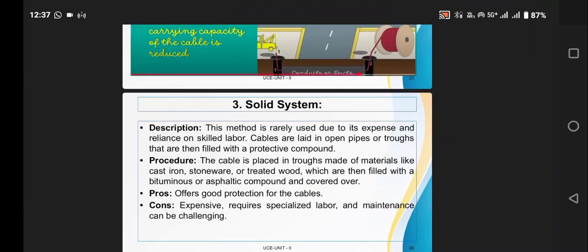The third system is the solid system. This method is rarely used due to its expense and reliance on skilled labor. Cables are laid in open pipes or troughs that are then filled with a protective compound. The procedure is the cable is placed in troughs made of materials like cast iron, stoneware, or treated wood, which are then filled with a bituminous or asphaltic compound and covered. The advantage is it offers good protection for cables. The drawback is it is expensive, requires specialized labor, and the maintenance can be challenging.